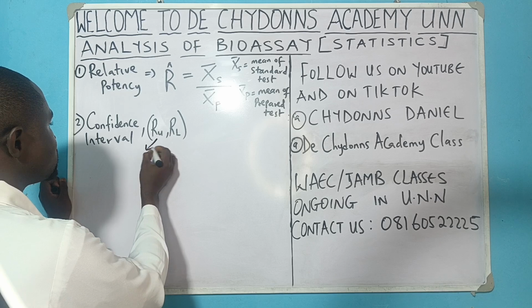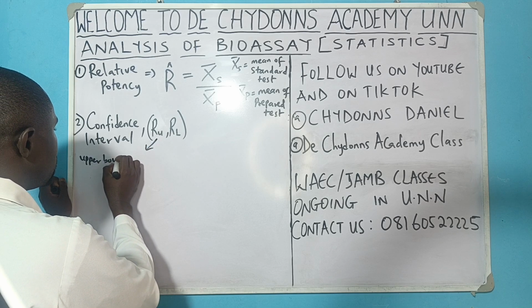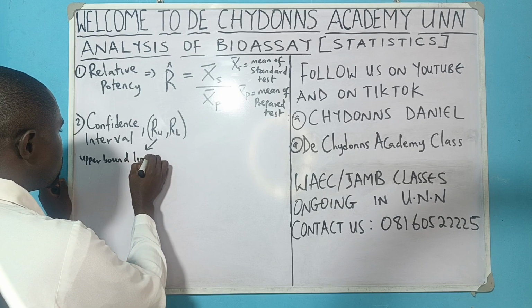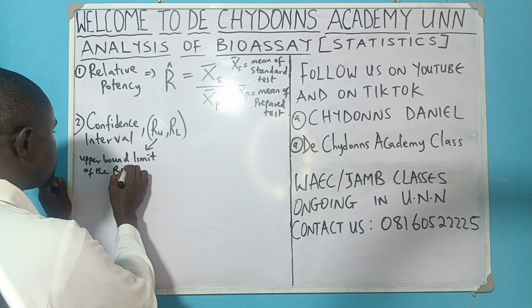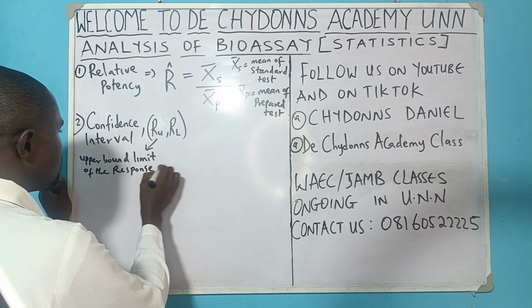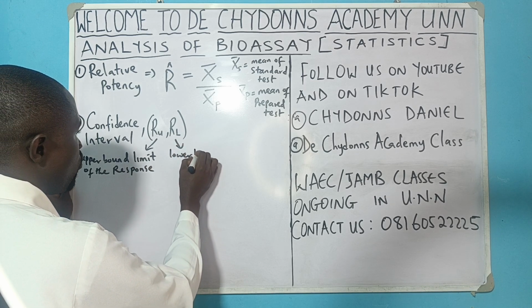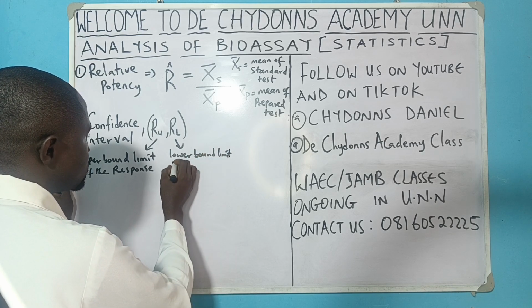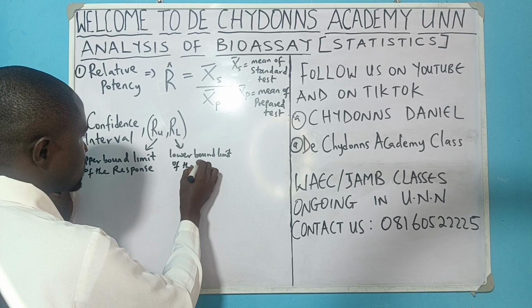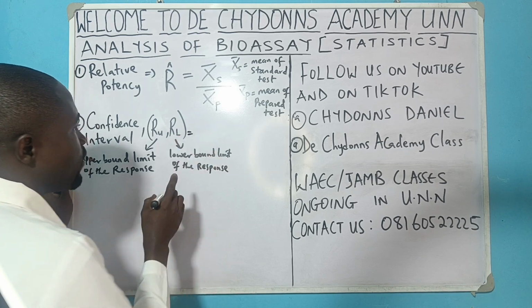So we call this upper bound limit of the response. And we call this lower bound limit of the response. So how do we find that?